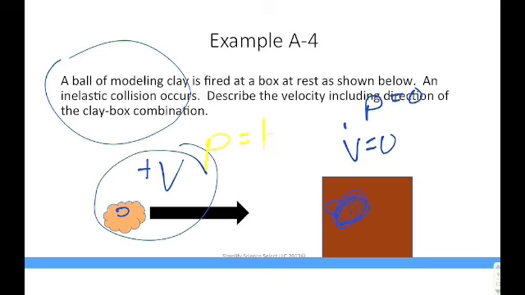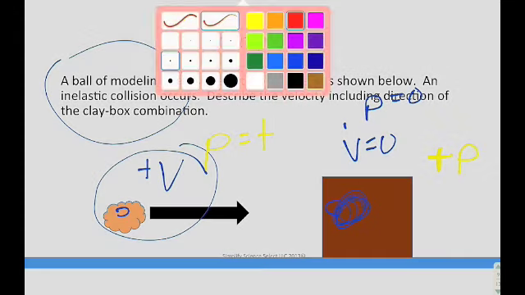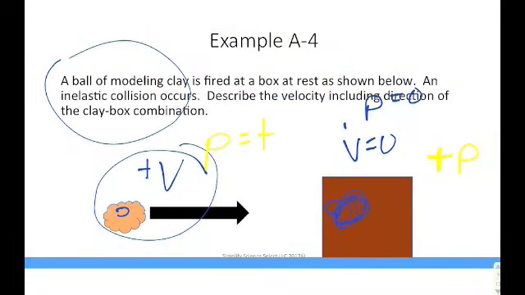This one is going to have some sort of positive momentum. Now, whenever you take these things and you add them together, whenever they stick together, they still have to have that same positive momentum value because momentum is conserved. Okay, but it's going to have a much smaller velocity, and the reason why is you're going to have to add these two masses together.